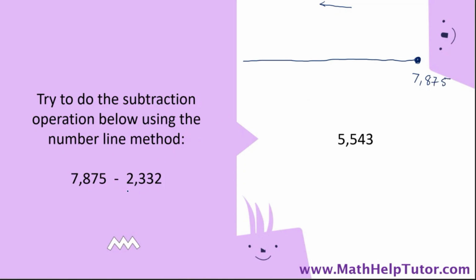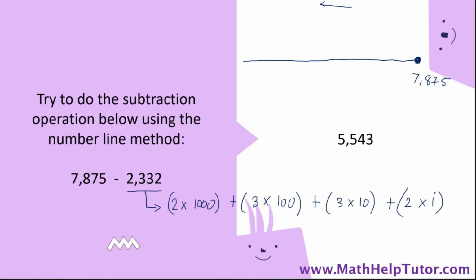So it's much easier to skip count. We're going to break down this number into its expanded form. So there are 2 1000s, and there are 3 100s, and 3 tens, and 2 ones. Next, let's skip count. Let's start with the thousands place. There are 2 1000s. That's 1 1000. And then let's skip count another 1000.